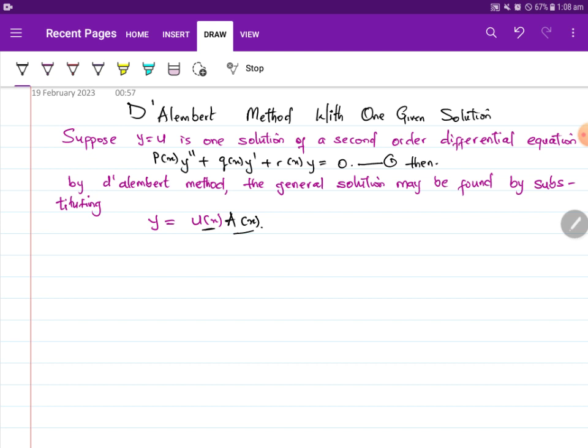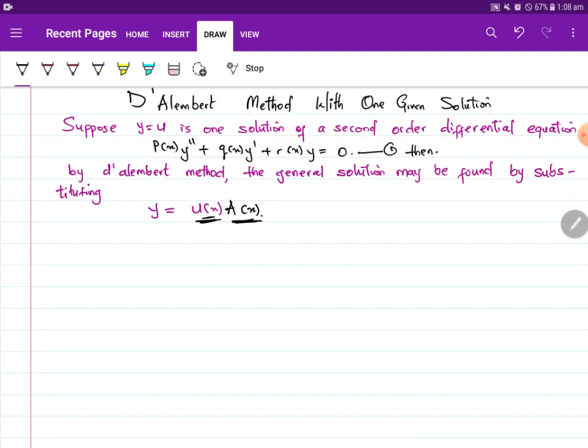So what we are trying to say is, since we are told that one of the solutions is u, now by d'Alembert, the general solution is y equal to the u that you are given multiplied by a of x, where u and a are functions of x. Now, since we want to use this method, we assume that y equal to u of x, the one you are given, satisfies the equation, which is p u double prime plus q u prime plus r u equal to 0. Are you with me?